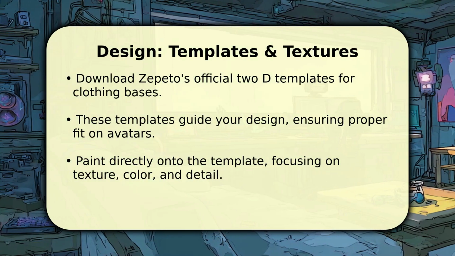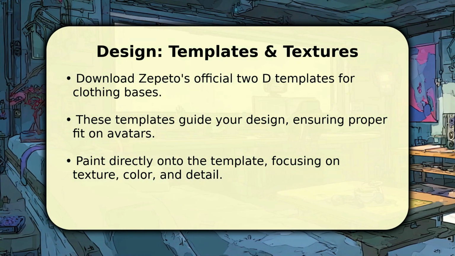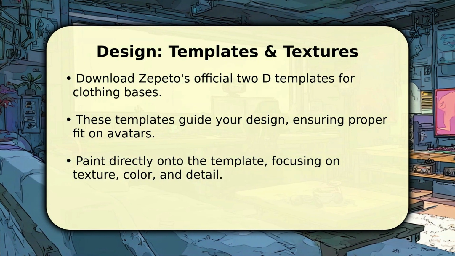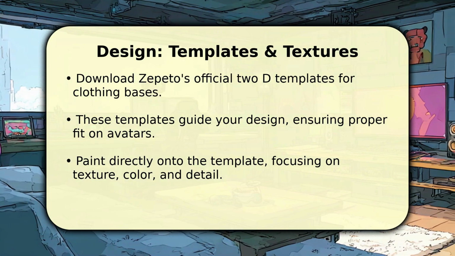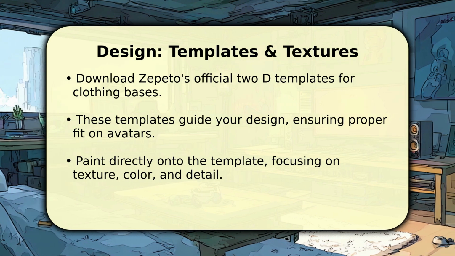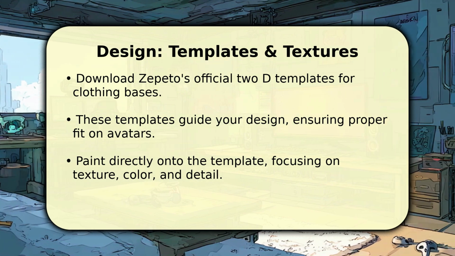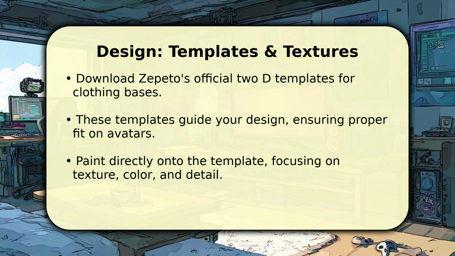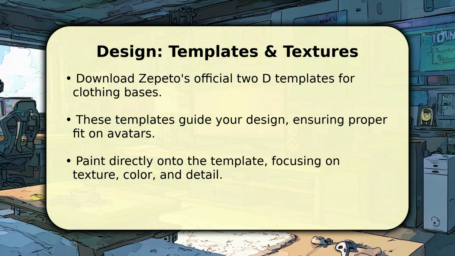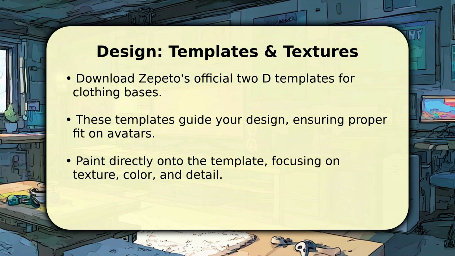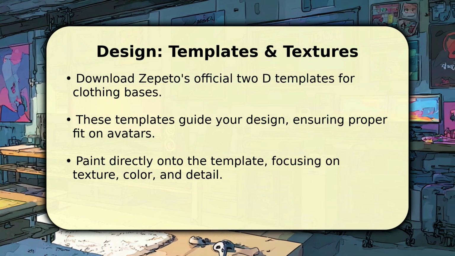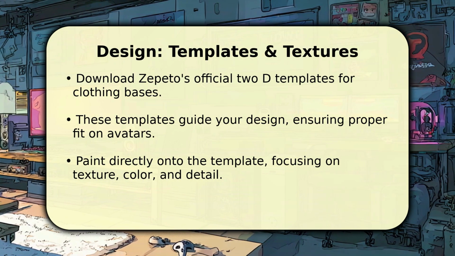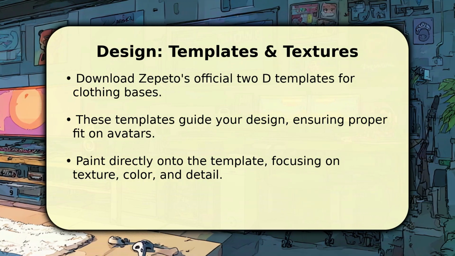The foundation of your design begins with downloading Zepeto's official 2D templates, which serve as the base for all clothing items. These templates are crucial as they guide your design, ensuring everything fits perfectly on different avatar body types. You will then paint directly onto these templates, paying close attention to texture, color, and intricate details. Think about how the fabric would drape or reflect light in the virtual world for the best results.